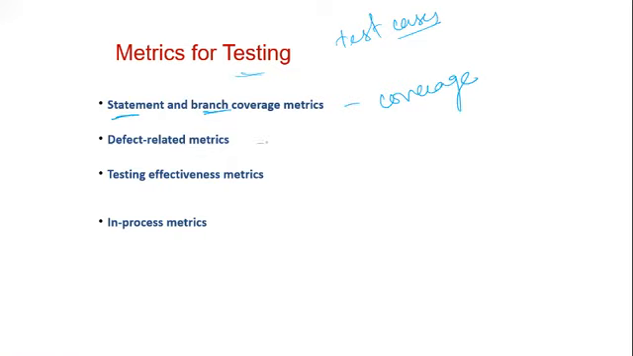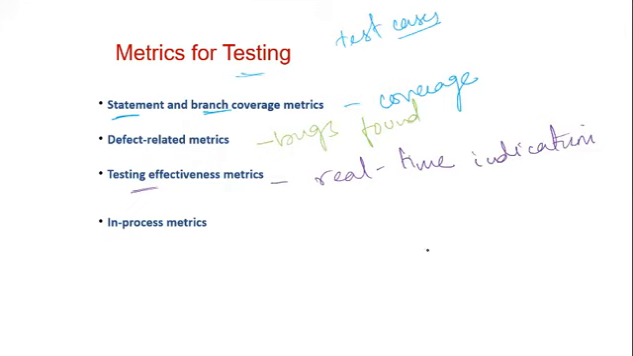Then you've got the defect related metrics. Now this defect related metric is focusing upon the bugs that are found during testing. Then the next is testing effectiveness metric. Testing effectiveness means this is your real time indication of how effective the test is that you have conducted. Real time indication of the effectiveness of the test that you're conducting. So that is your testing effectiveness metric. From the name itself, you can write it down.